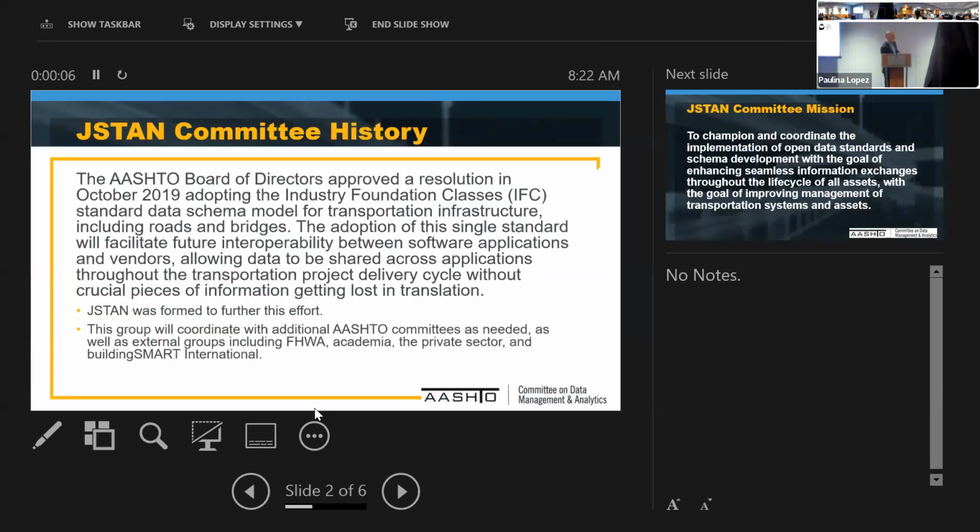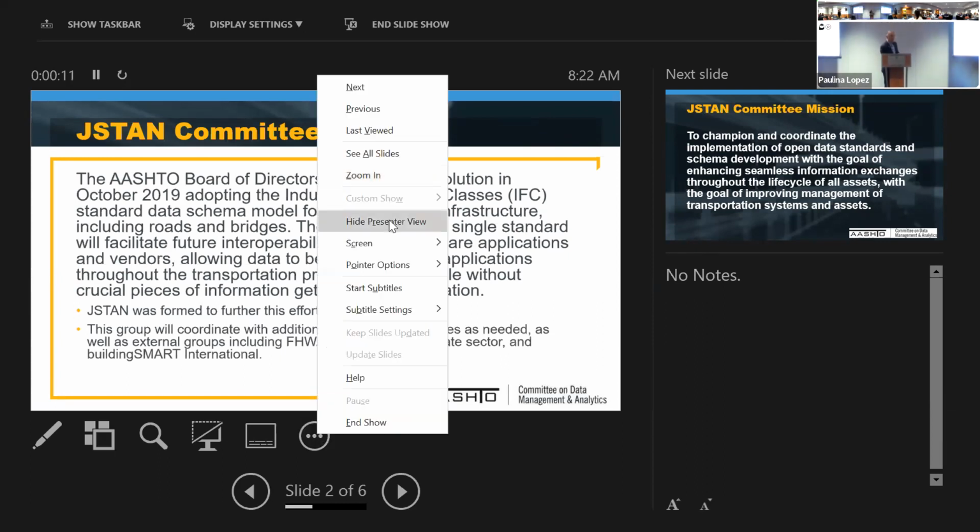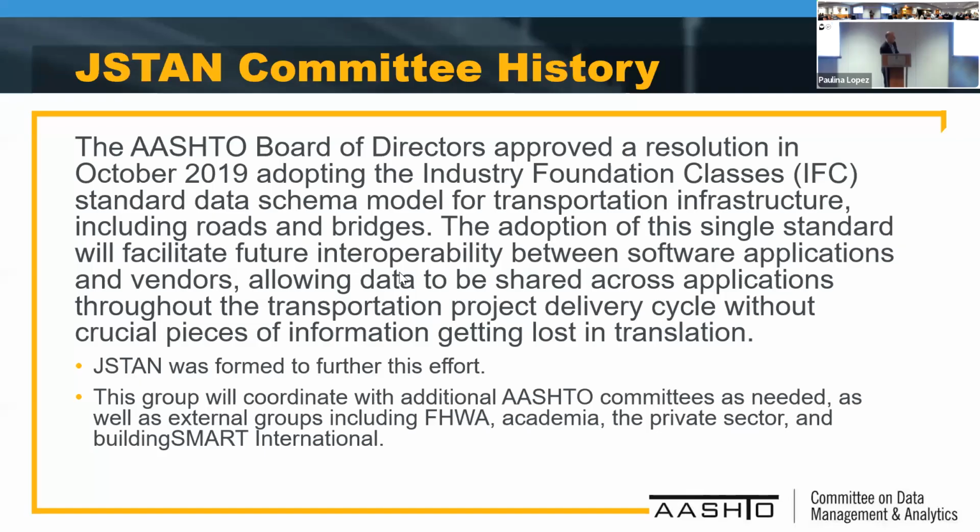All right, a quick history of JSTAN, and it's been a few years, as you can see, but I'm not going to read that to you. It stemmed from a Nashville resolution. I just want to share a little bit about the history of the committee, because there's a lot of you who have been involved in this journey much longer than I have. And I don't think Henry in particular has a long history and was central to getting this going, as are several others.